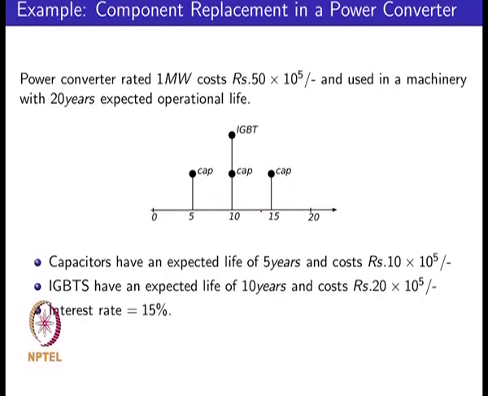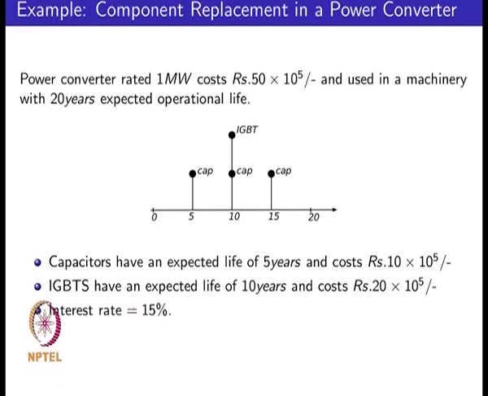So, we will look at an example where, say for example, you have a 1 megawatt power converter and the cost of the converter is 50 into 10 to the power of 5 rupees, and it is used in a machinery with 20 years of expected operational life. And we will assume that in this power converter, you might have capacitors that need replacement every 5 years, and the cost of the capacitors is given. You might have IGBTs which may need replacement every 10 years, and the cost of the IGBT is known. So, for example, after the 5, 10 and 15 years you might replace capacitors, and in the 10th year you might replace your IGBT.